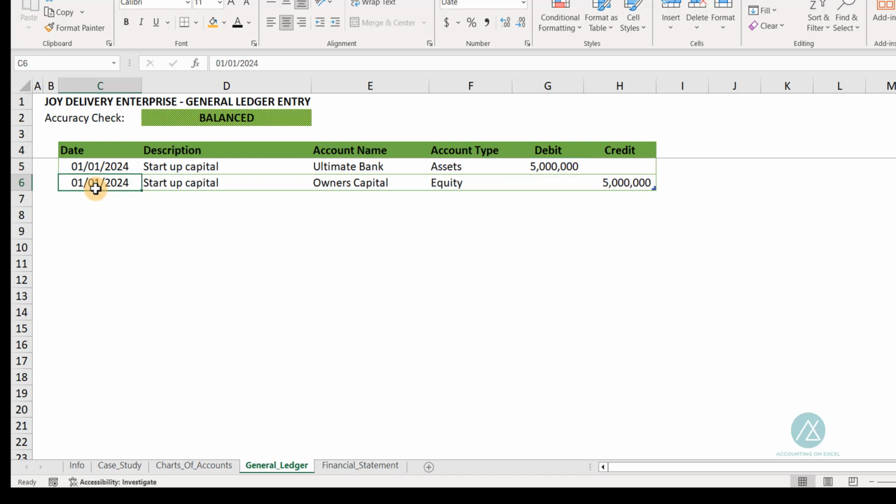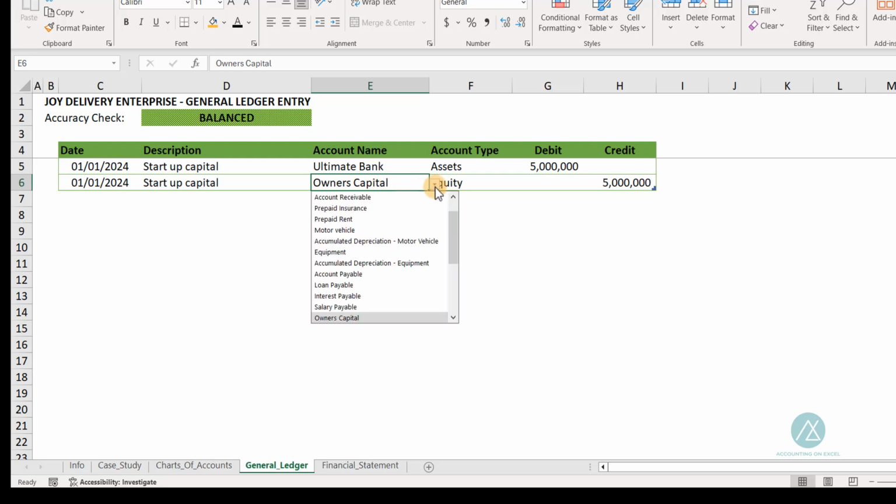Then the second entry. For every transaction, there are at least 2 entries for you to have a balanced general ledger, right? So for the second entry, it will be the same date, the same description. Now, what's the second account you are putting? The owner's capital, because Amaka is giving the business 5 million. The business is owing Amaka, so we have to send it into the owner's capital.